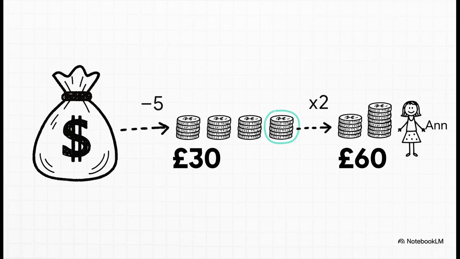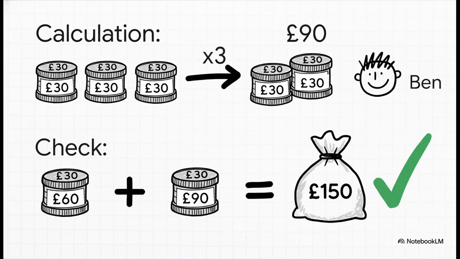Well, you can divide 150 by 5 to find 1/5, which is 30, and then multiply by 2. So Anne gets 60 quid. And we do the exact same thing for Ben. 3/5 of 150 pounds is 90. And you should always do a quick check at the end. Does 60 plus 90 equal 150? Yes, it does. So we know we've got it right.